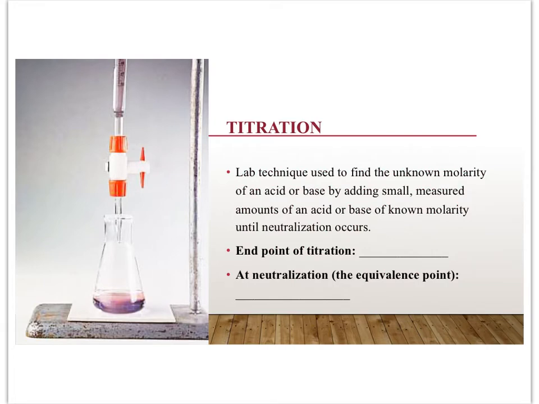Okay, so a titration is a lab technique. That's the first thing you have to understand, that this is something that is done in a lab, and it's used to find an unknown molarity of acid or base by adding small amounts of the opposite substance that you know the molarity of until you get a neutralization reaction to occur, because an acid will neutralize a base. You'll know when that process is complete because you will have a color change. So the indicator will change color.